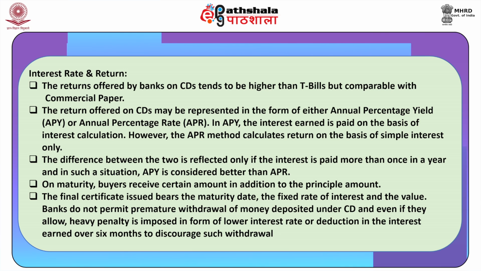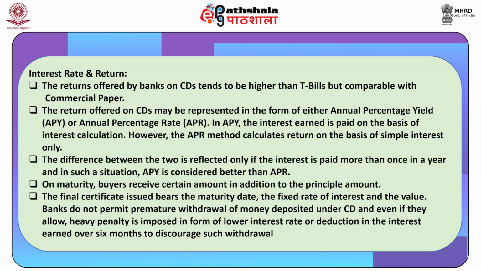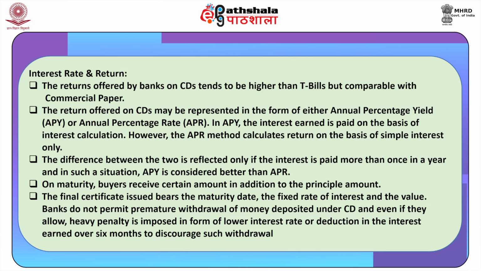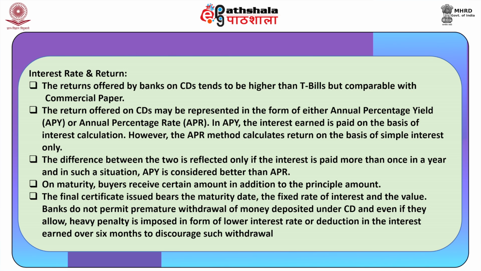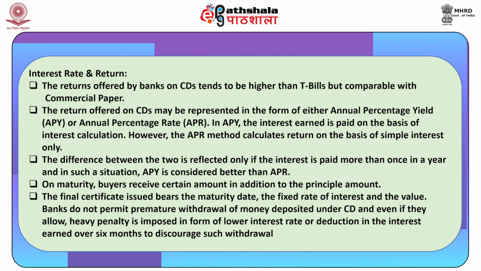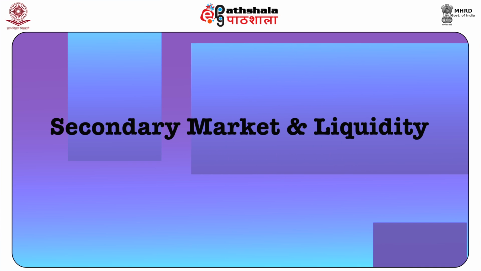Banks do not permit premature withdrawal of money deposited under the CD, or even if they allow, heavy penalty is imposed in the form of lower interest rate or reduction in the interest earned over 6 months to discourage such withdrawal. As a result, return offered on CD is usually higher than that offered on fixed deposit, since a large amount of money is committed to stay with the bank for a fixed period of time, which helps banks plan their asset liability mismatch better.